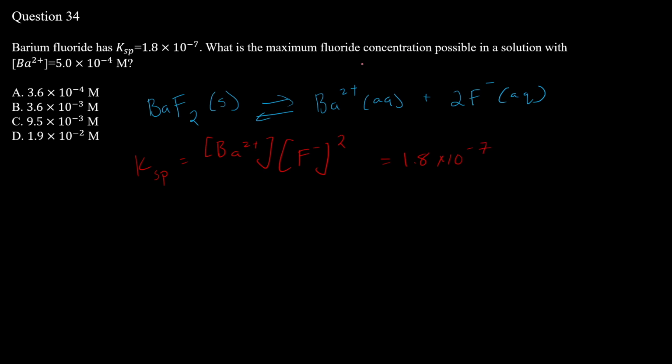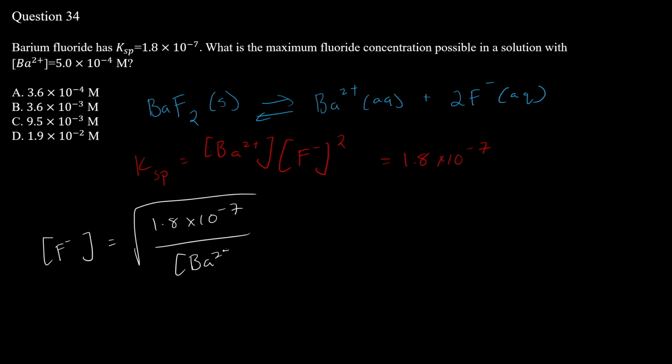And we're asked what is the maximum fluoride concentration possible in a solution with this concentration of barium. So first of all, we can isolate for the fluoride. The fluoride is going to be the square root of 1.8 times 10 to the minus 7 over the concentration of your barium. You can just get that from rearranging this expression here.